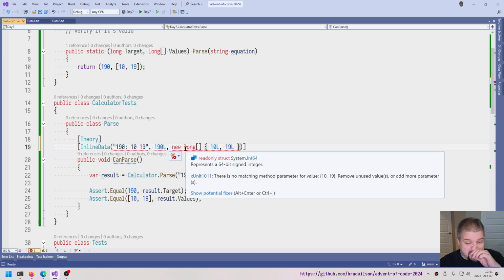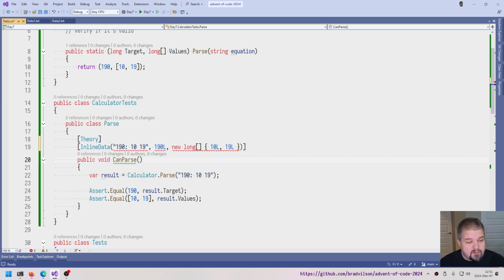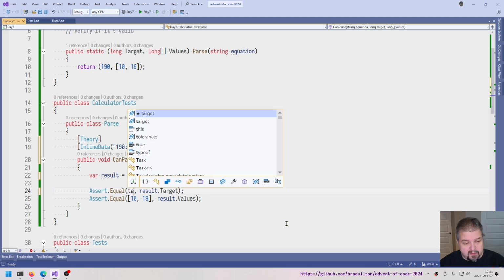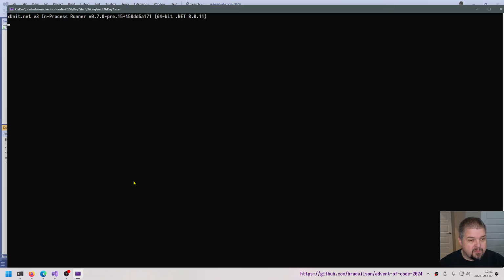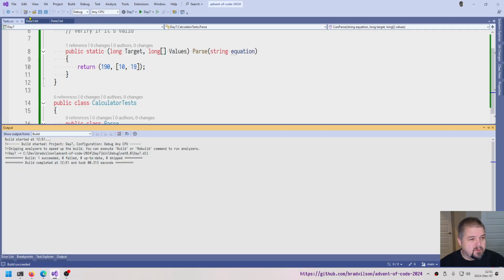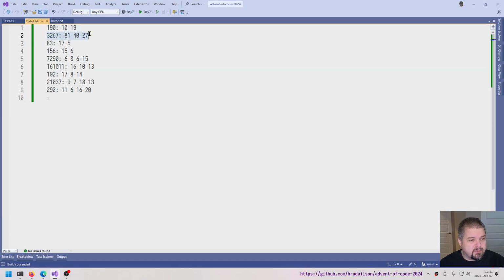It's yelling at us because we don't have parameter values for that. Of course, we don't. So here's our equation. There's our target, and then there's our values. So now we do the equation and the target and the values. Okay, that should still run. Put in one more data point here. Let's just do this one.